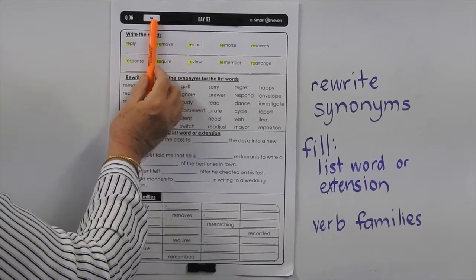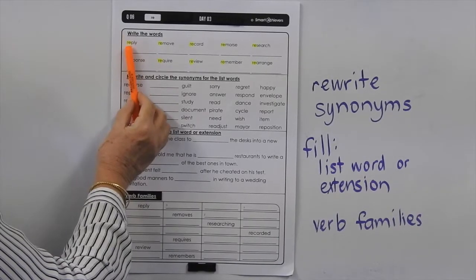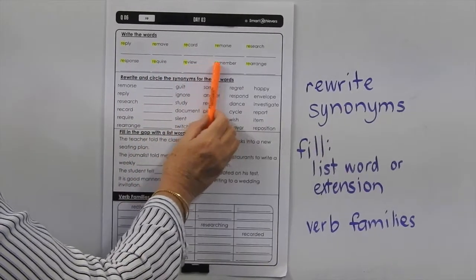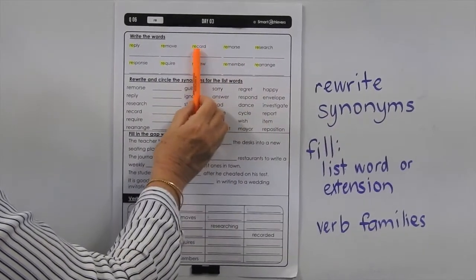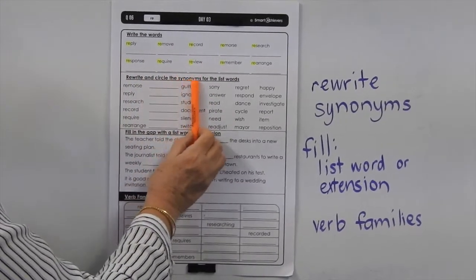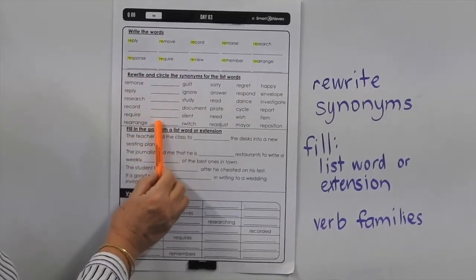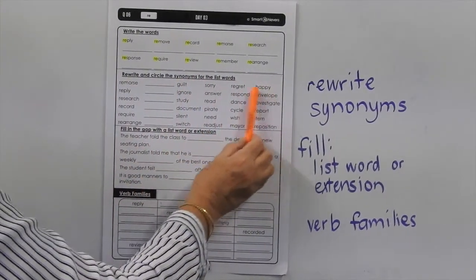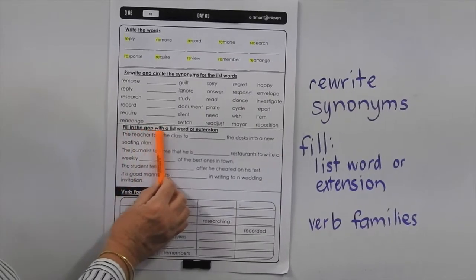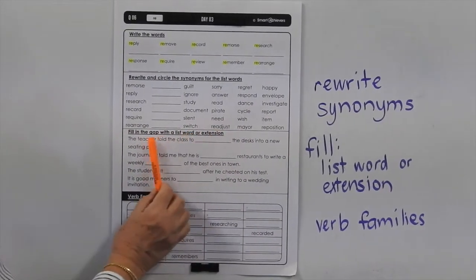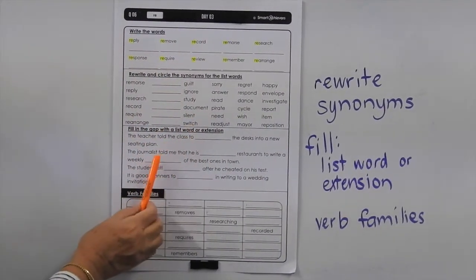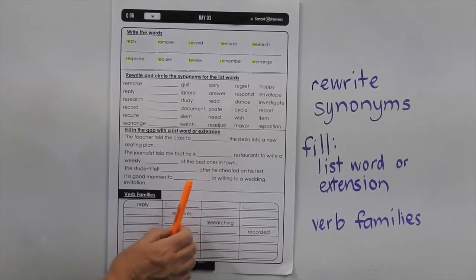In these words, we're adding the prefix re to these root words. So we've got reply, remove, record, remorse, research, response, require, review, remember, rearrange. And just remember that record can be record or record. Now rewrite and circle the synonyms for the list words, so you've got to rewrite the list words here and circle or highlight any of the words here that mean the same as that list word. Down in this section you have to fill in the gap with the list word or extension, so just be aware of that. Sometimes it may simply be the list word, sometimes you may have to change its form and add a suffix to the end of it.